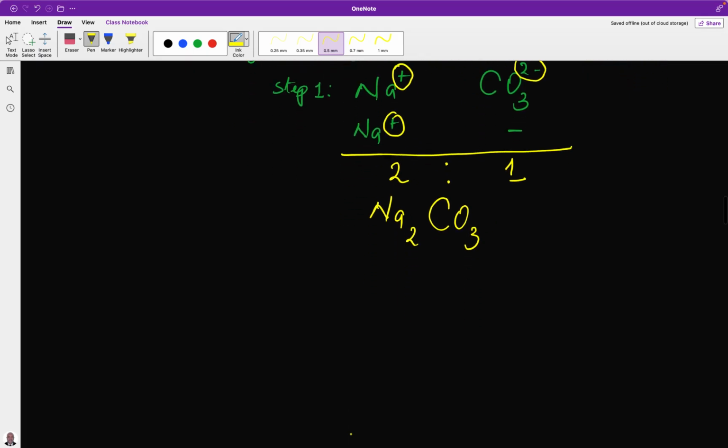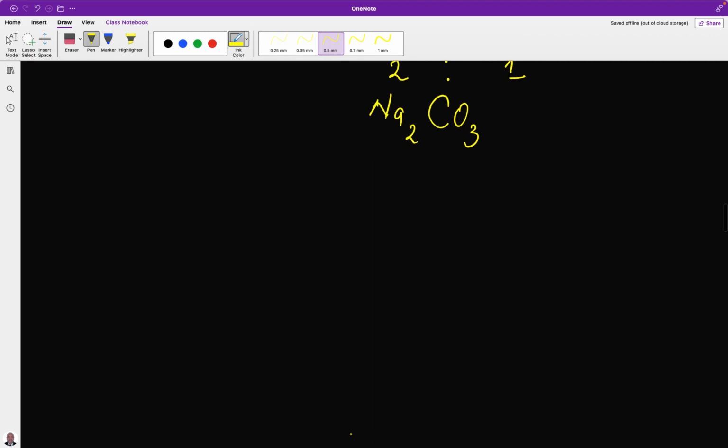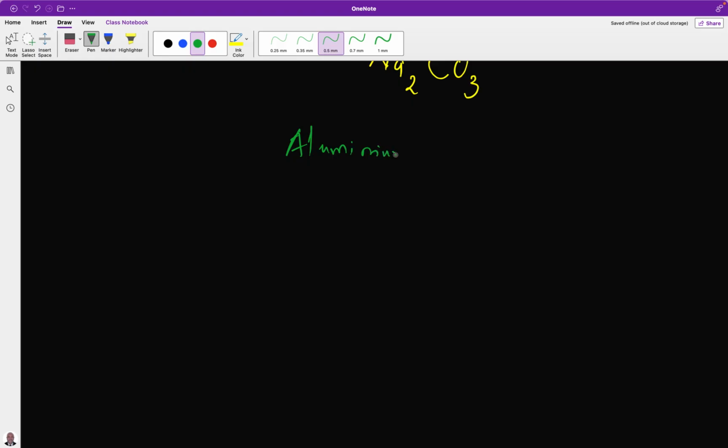Let's go to another example. The last example here will be aluminum oxide, which we did the other time. Step number 1, write the ions involved. I write the ions.